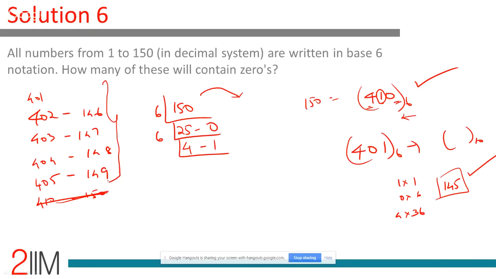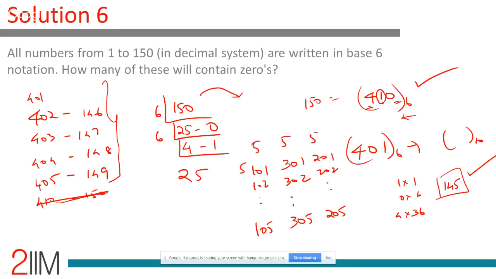402 is 146, 403 is 147, 404 is 148, 405 is 149, 410 is 150. This we have already counted, so I won't recount that. 401 to 405, all of these we had 25. And we have five more. Now let's tweak this. We have counted from 401 to 405. We'll be able to count from 301 to 305 as well. 201 to 205 as well. 101 to 105 as well. Five numbers in this list.